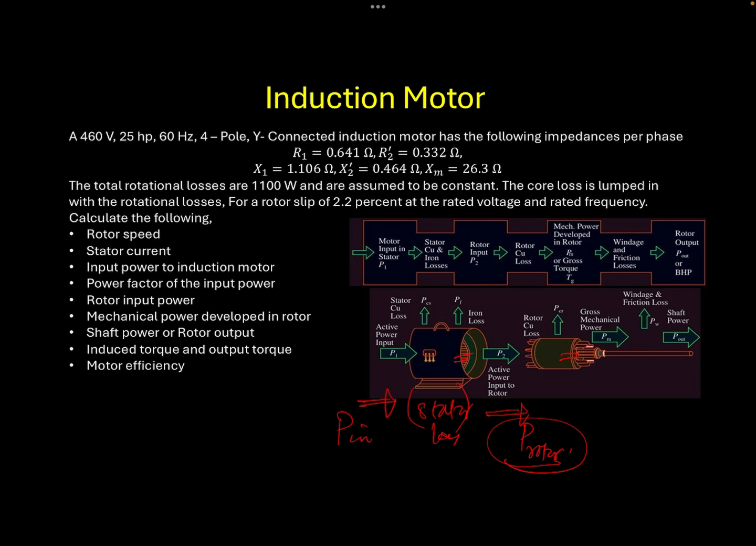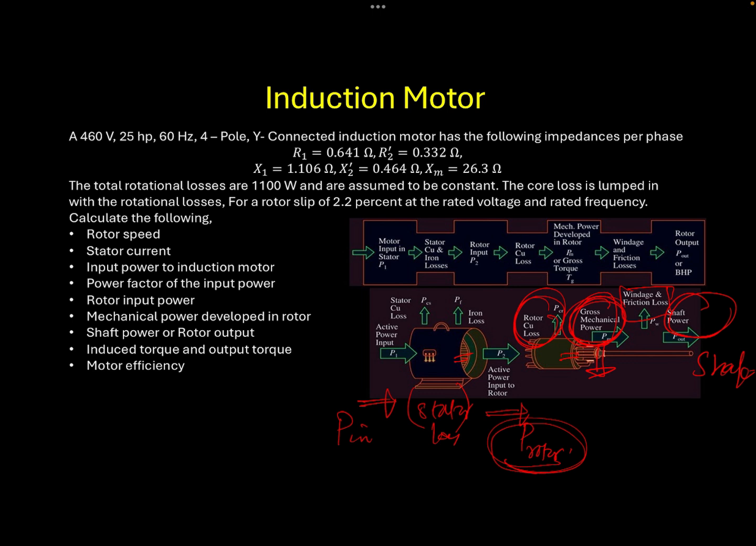And now once you know the amount of power that is crossing the air gap and entering the rotor, the rotor will have some kind of copper losses, and the rotor also will have some mechanical losses. So now you will have the gross mechanical power that is going into the rotor shaft, but there will be mechanical losses, and ultimately after the mechanical losses is what you will get as the shaft power output.